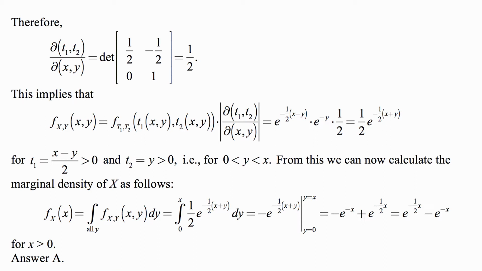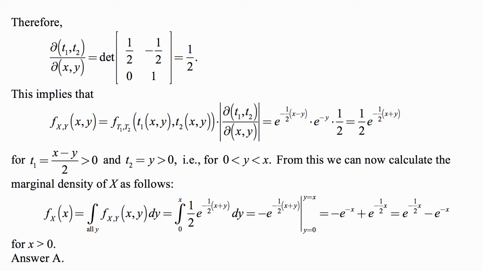For T1 equal to (X minus Y) over 2, T1 has to be positive. So (X minus Y) over 2 has to be positive. So X minus Y has to be positive, which means that X is more than Y. And T2 equal to Y, that also has to be positive. So the conditions on X and Y are not as simple as T1 greater than 0, T2 greater than 0, that was it. Here we must have 0 less than Y less than X. And from this we can now calculate the marginal density of X from the joint density.